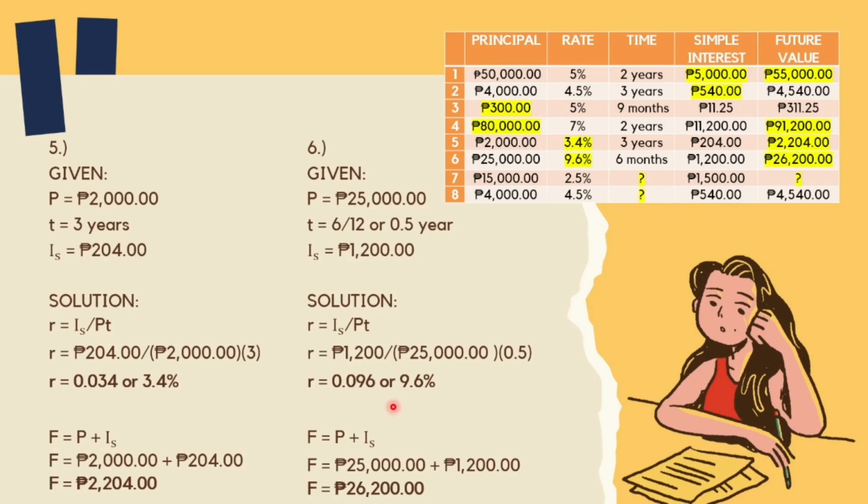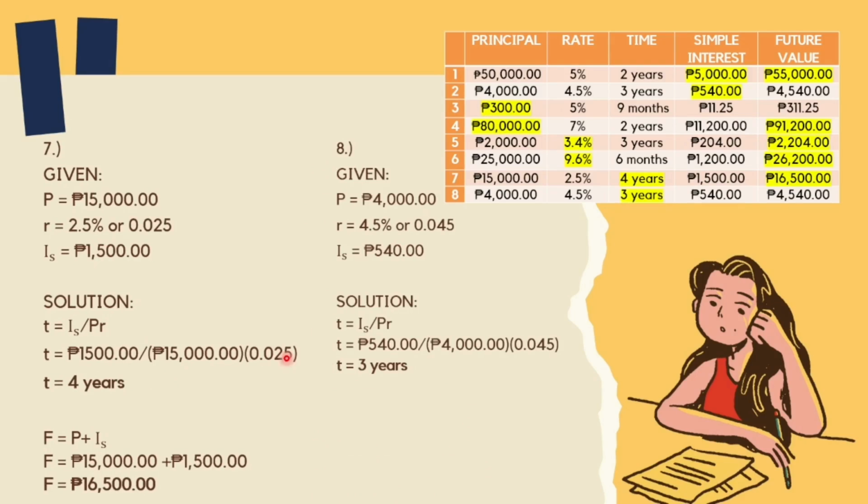You'll get an answer of 9.6%. Next, to solve the future value for the specific number, all you have to do is add it once again. This is one of the easiest and most simple formulas for this specific topic. Future value is equal to principal plus simple interest. So future value is equal to the principal of 25,000 plus a simple interest of 1,200. The future value would equal 26,200. So that is the final answer.